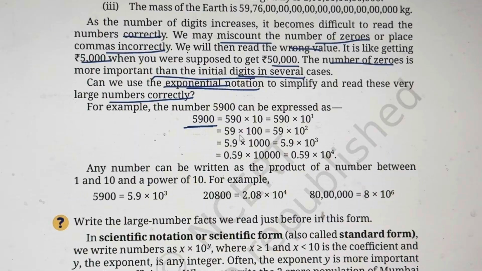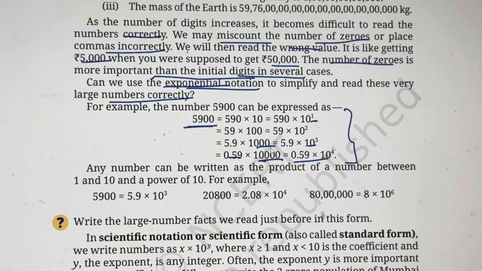So, the various ways of writing 5900 can be 590 into 10, that is 10 raised to 1, or 59 into 100, 59 into 10 square, or 5.9 into 1000, so 5.9 into 10 cube, or 0.59 into 10,000, 10,000 means 10 raised to 4. Now any number can be written as the product of a number between 1 and 10 and a power of 10. Now here we understood different ways of writing 5900.